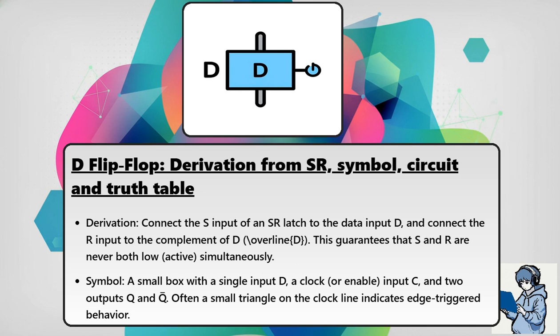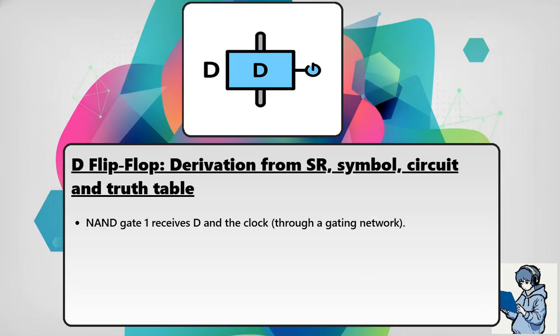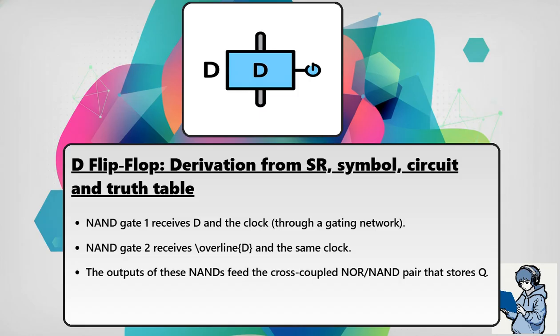Often a small triangle on the clock line indicates edge-triggered behavior. NAND gate 1 receives D and the clock, through a gating network. NAND gate 2 receives D bar and the same clock. The outputs of these NANDs feed the cross-coupled NOR/NAND pair that stores Q.